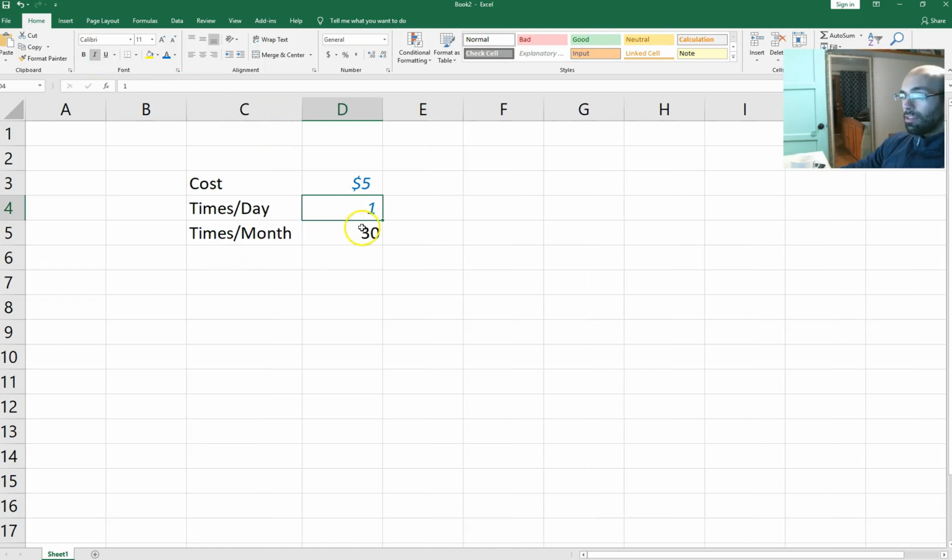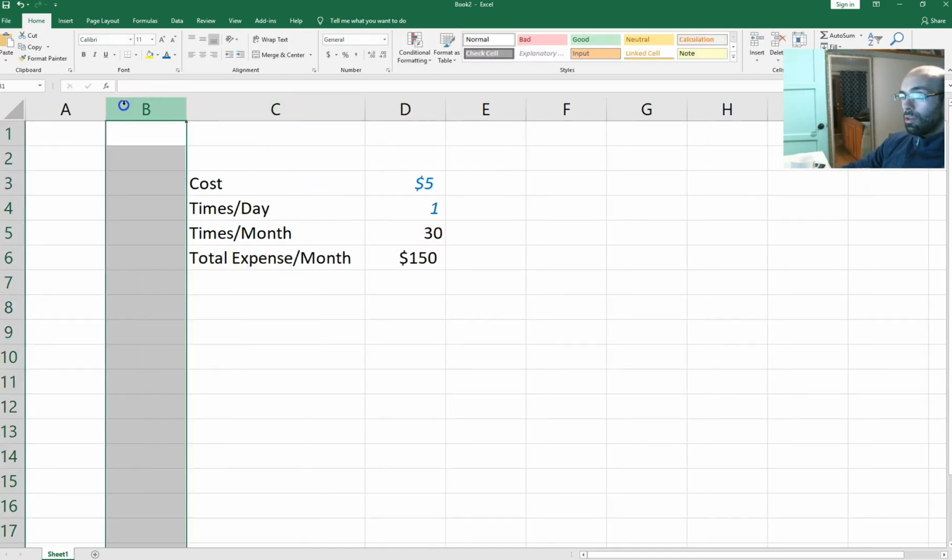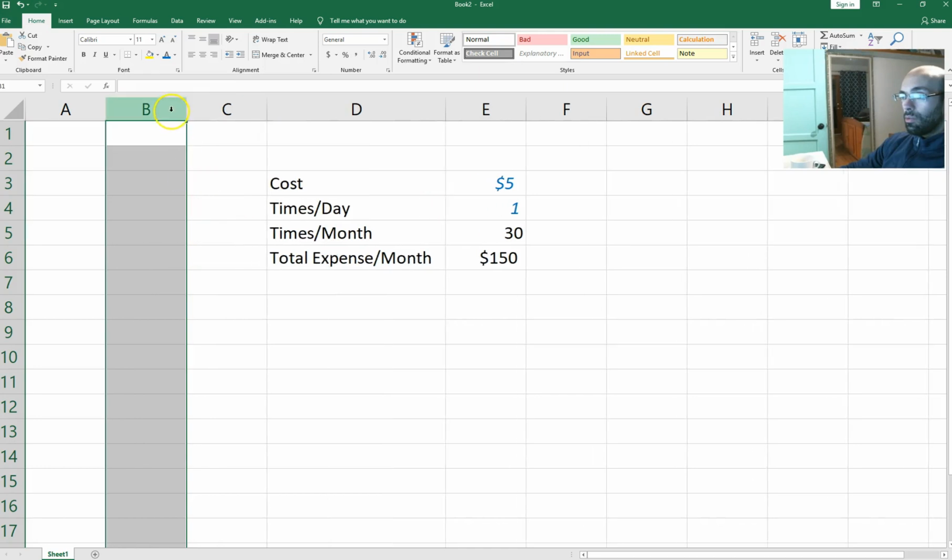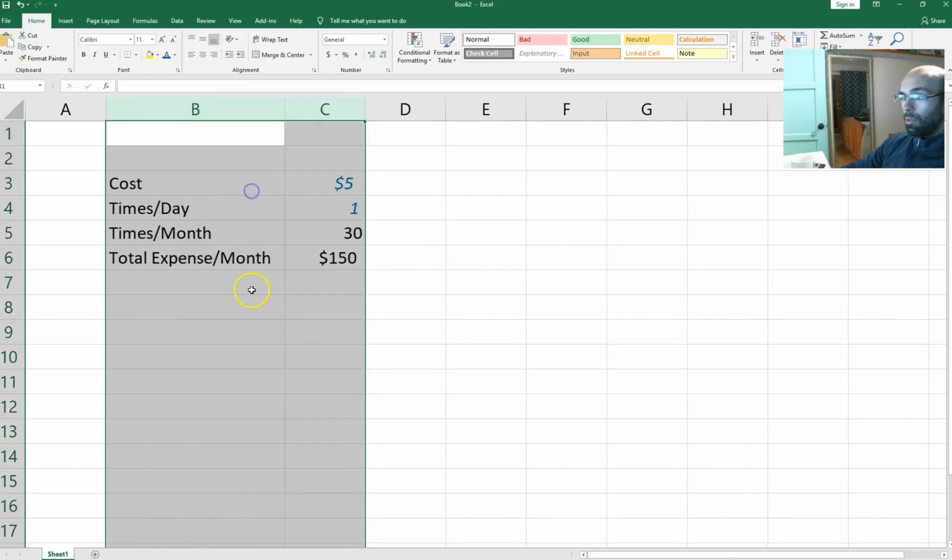Now that we know that, that's the cost, total expense per month is 5 times 30, 150. Cool. Let me delete that out of the way.